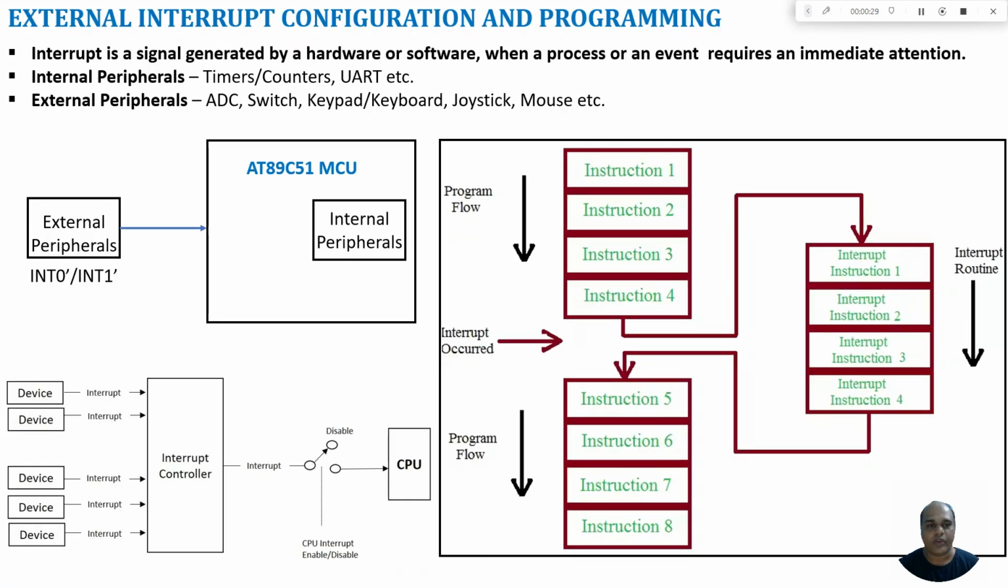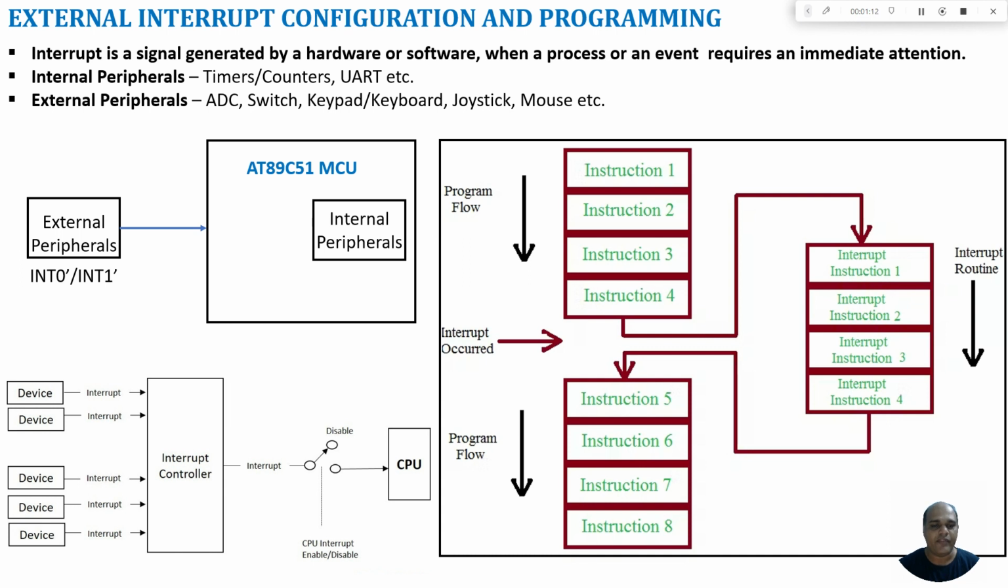So an interrupt is a signal generated by hardware or software when a process or an event requires immediate attention. An interrupt is usually given by a peripheral device, either an internal peripheral or an external peripheral. Once a process is completed or needs to be initiated, an interrupt signal can be generated by the peripheral device. This interrupt signal goes to your CPU, so the CPU executes the program related to the interrupt.